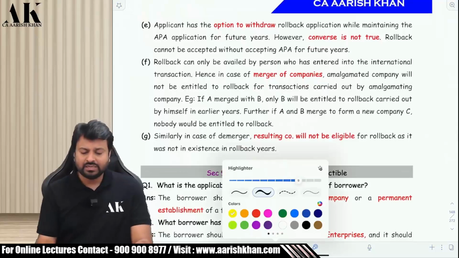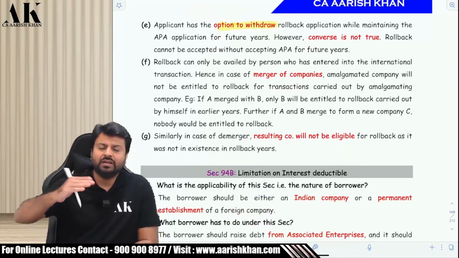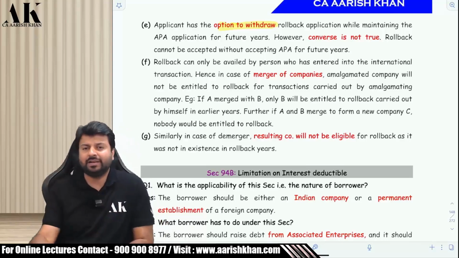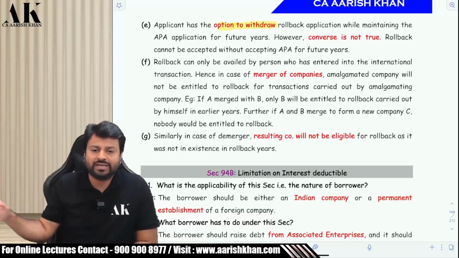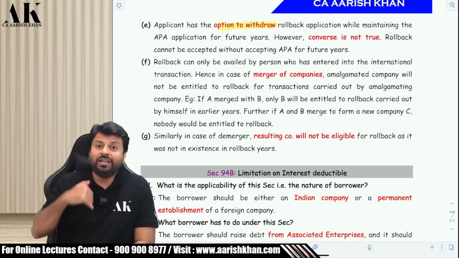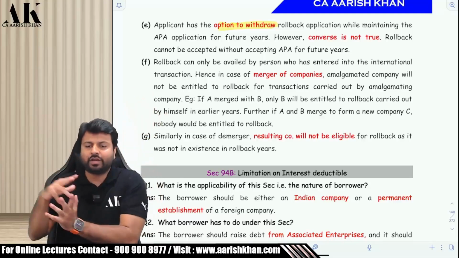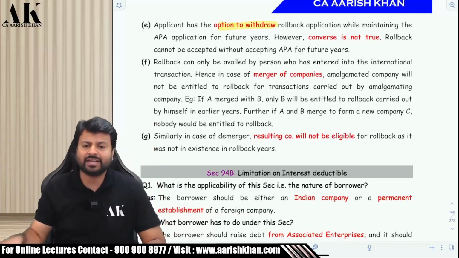Okay, now does the assessee have an option to withdraw the rollback application? Yes, the assessee has an option to withdraw the rollback application and go only for future years. Thus the converse is possible? Can the assessee go for only rollback without future? Only rollback without future is not possible, but only future without rollback is possible. Future transactions you can go for and rollback we can withdraw, but if you want rollback and want to withdraw the future, that is practically not possible.